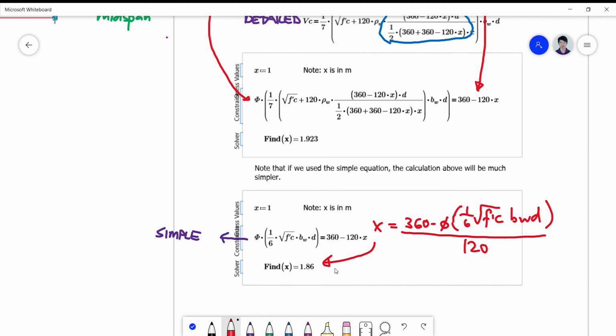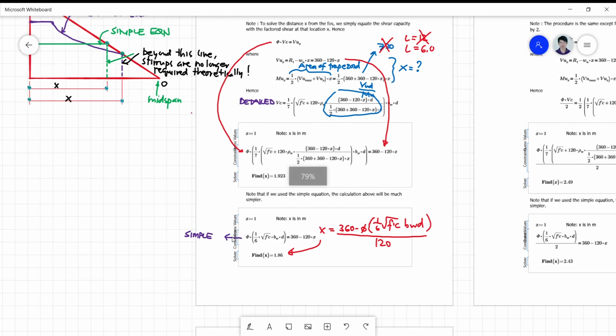Okay, and the values are not very far from each other. Taking note that the error is only very small. So that's why on a day-to-day basis, the simple equation can be used as a reference equation. But if you have a good tool, a program, you are better off solving the problem using the detailed equation.